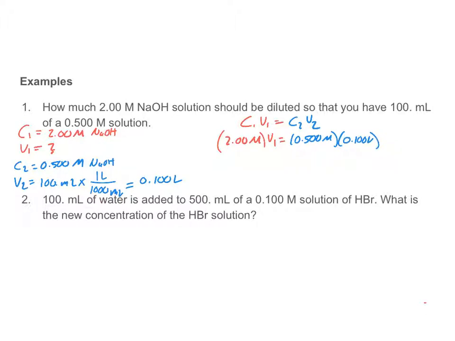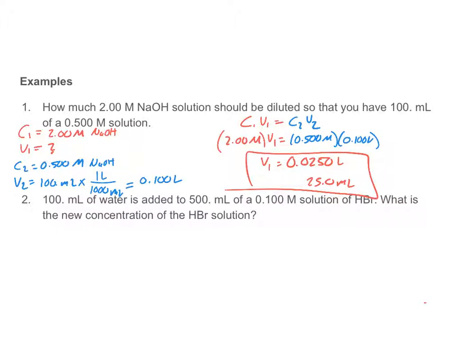I'm going to solve for V1, and that will give me 0.5 times 0.1 divided by 2, which is 0.0250 liters, which is roughly 25.0 milliliters. So what this problem is telling me is that if I take 25 milliliters of concentrated 2 molar sodium hydroxide and I want to make 100 milliliters of 0.5 molar solution, that's the ratio that I have to have.